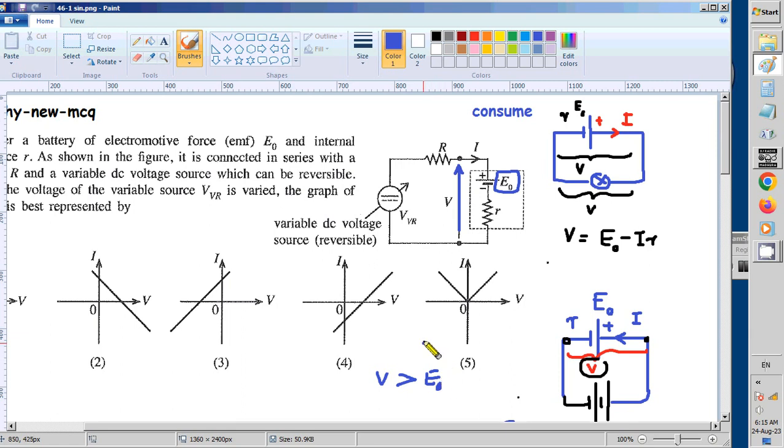So you have to select that sort of graph. So here we can assume this one equals E naught, and the points we have plotted on the graph, the voltage is greater. So this one is correct.